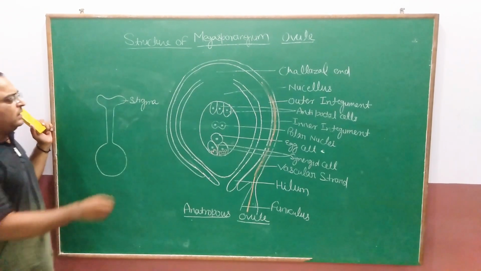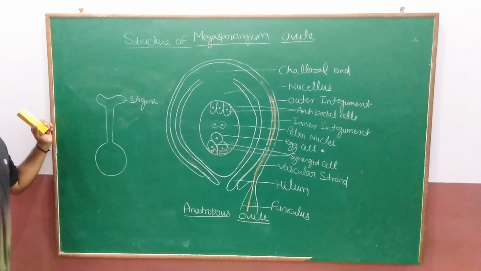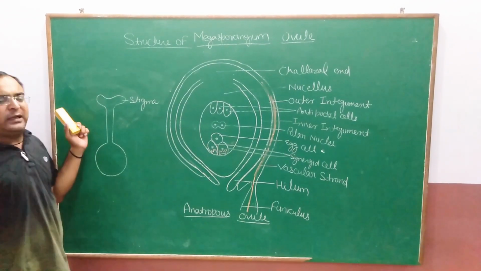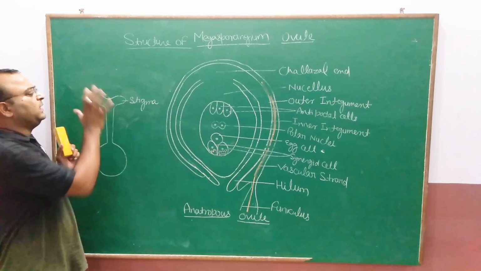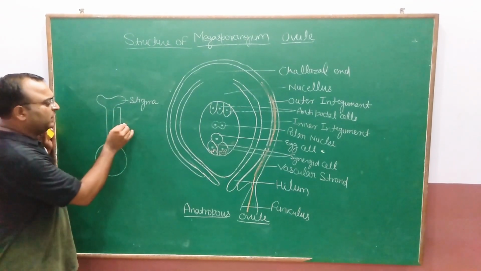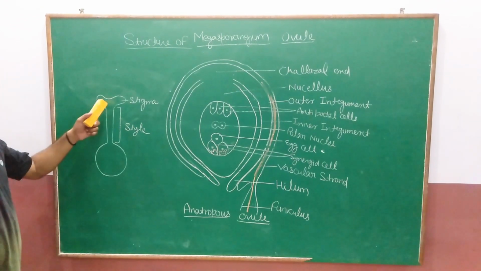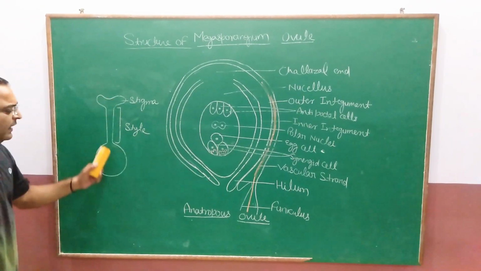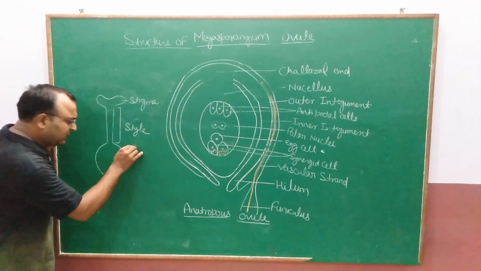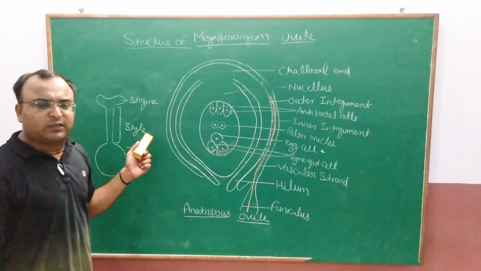Stigma is the landing platform for the pollen grains. During pollination, pollen grains will come and fall over the stigma. This long tube-like structure is known as style. The style is the connecting link between stigma and the ovary. Here I will tell the function of the style.